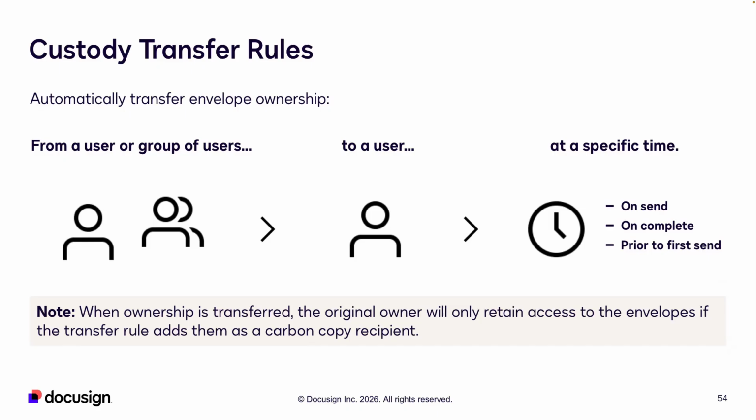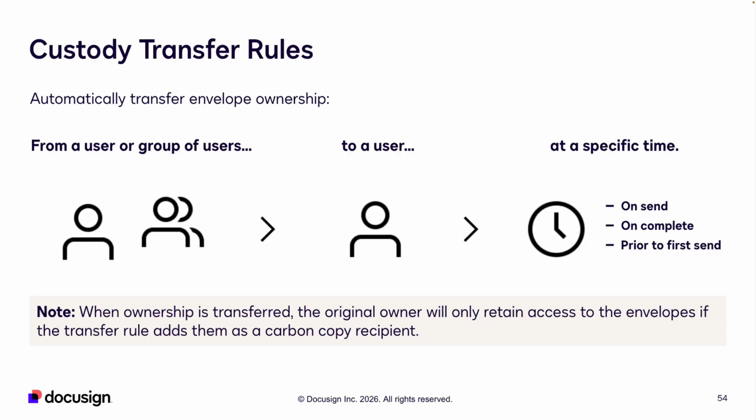Custody transfer rules allow you to automatically transfer envelopes from one user or group of users to another at a certain point in the envelope's progress. The transfer can occur on send, before the envelope arrives to the recipient, or after the envelope is completed. Custody transfer rules could be useful for a variety of scenarios.